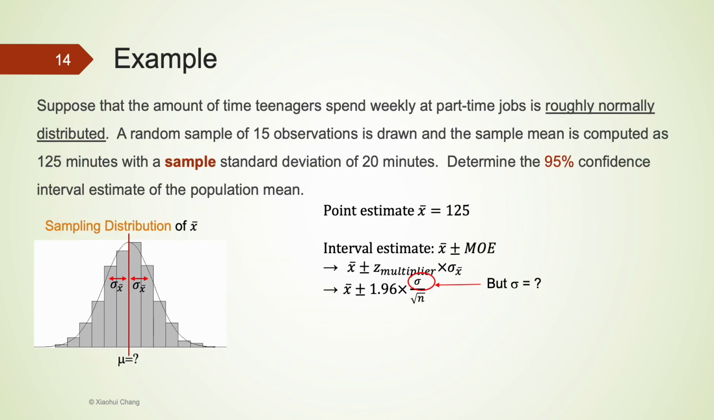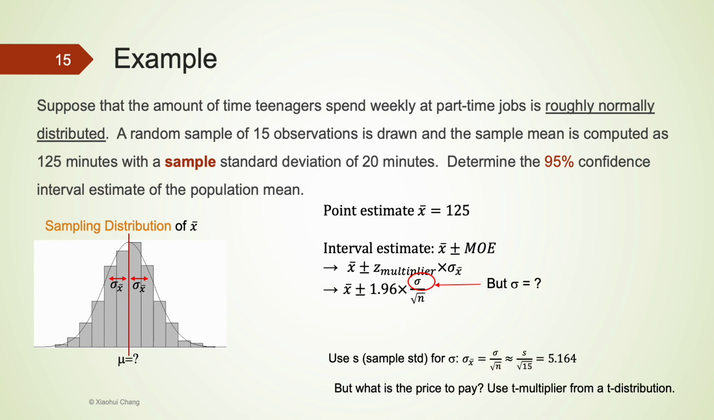Let's take a look at this example here. Please pause the video and read the text on the very top. This question is somewhat different from what we have seen before, as we do not know the population standard deviation. So we cannot plug it into the formula with the population standard deviation. Instead, we use the sample standard deviation of 20 minutes. We plug 20 into the numerator and divide it by the square root of 15 to calculate the standard error of 5.164. The price to pay for this approximation is to use a t-multiplier instead of a z-multiplier.